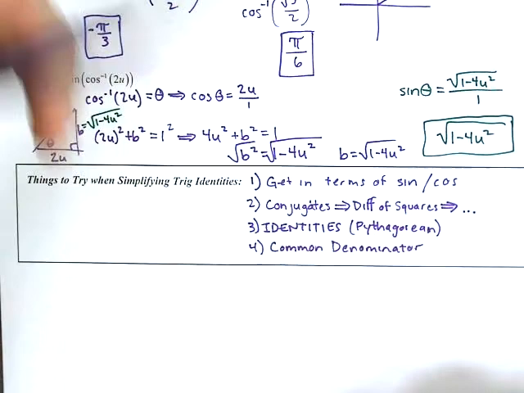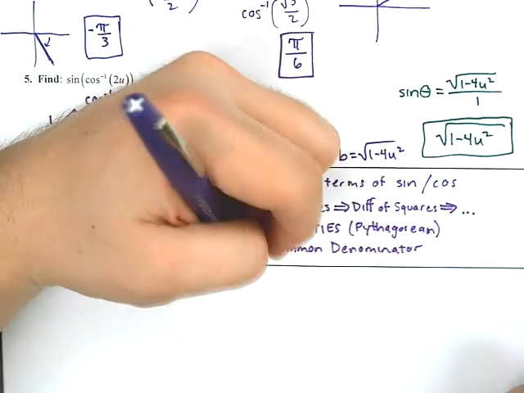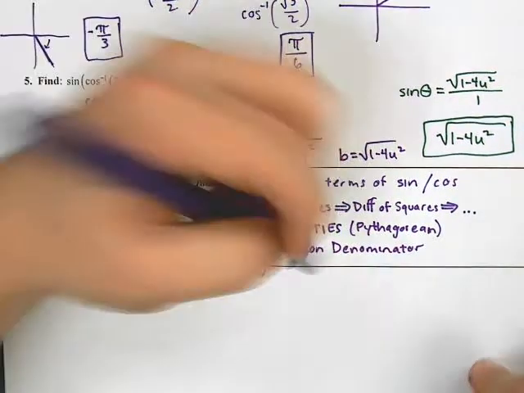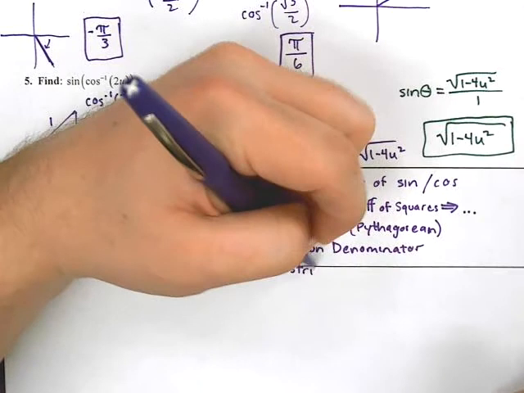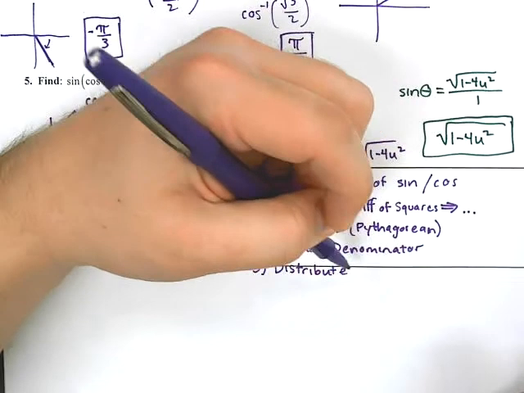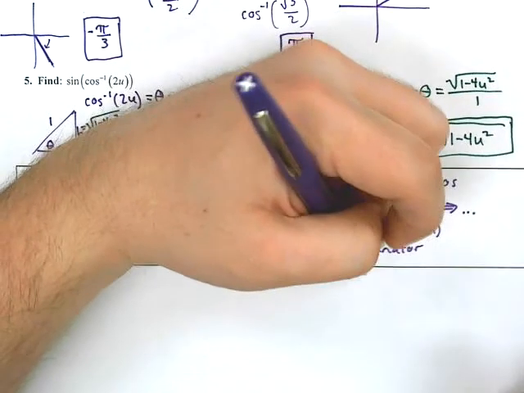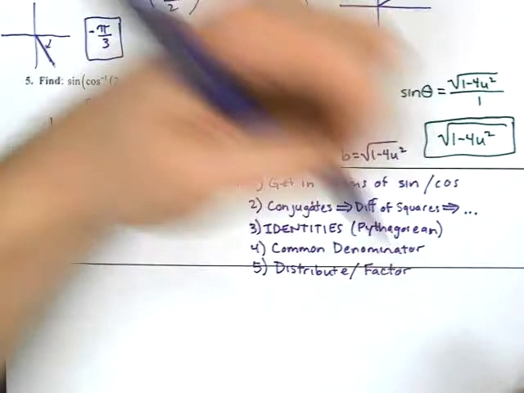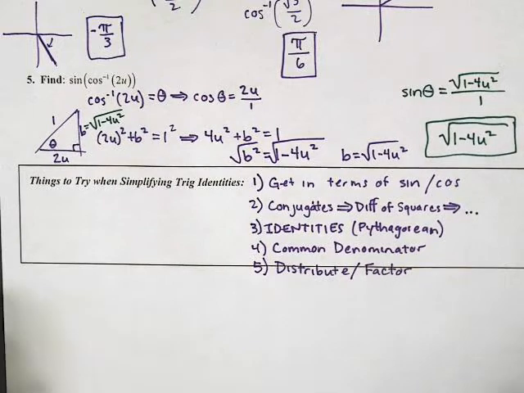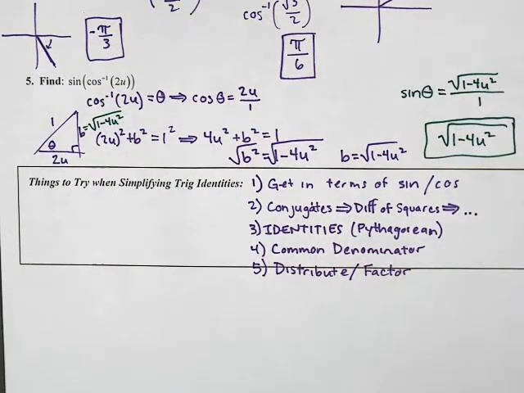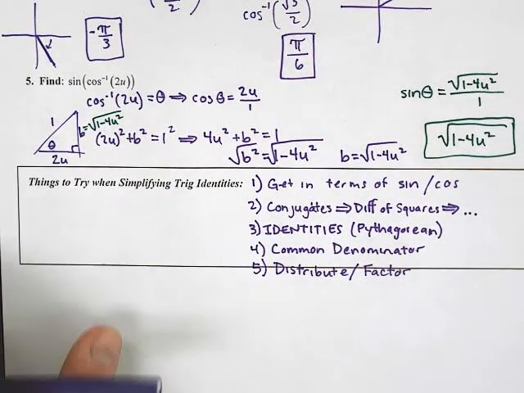All right, and then a last one that I don't know if I really have to write, but sometimes is good: distributing or distribute slash factor. All right, so I'm going to put that list. I think that's a good list and just some steps to think about as you are simplifying your identities. All right, so here we go.